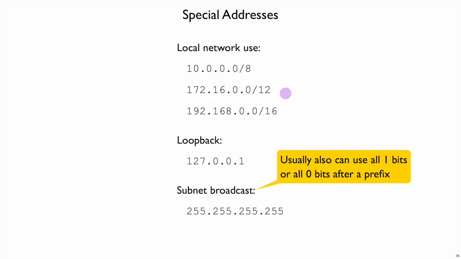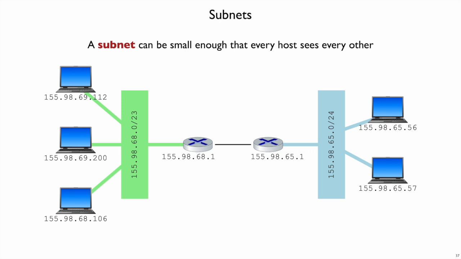An IP prefix generally describes a subnet, some subcomponent of the internet, and subnets eventually get small enough that every host sees every other host on that same subnet. If you plug a laptop with a wire into some local area network, for example, it's probably a subnet that is identified by a particular prefix.